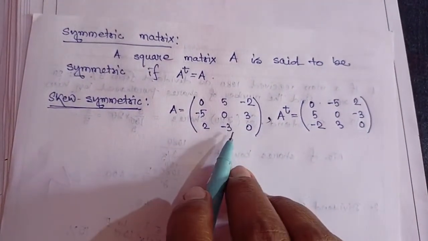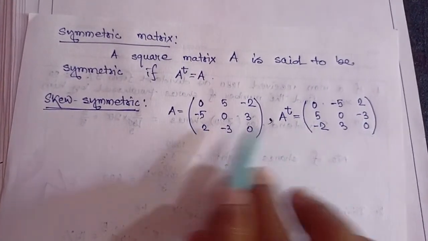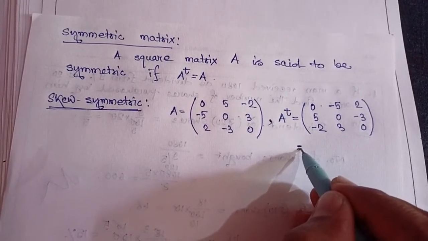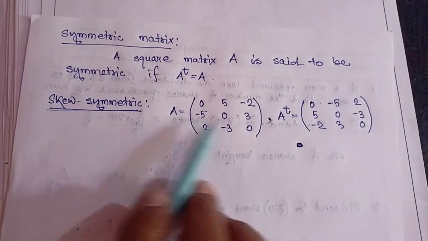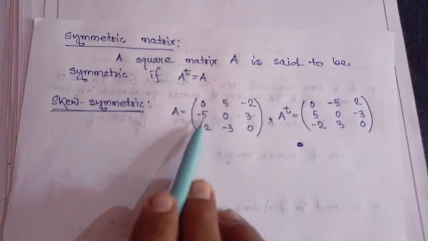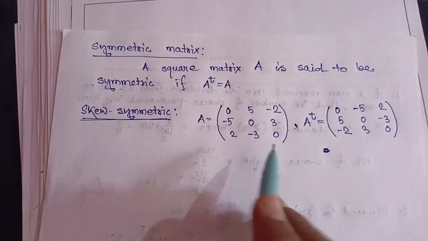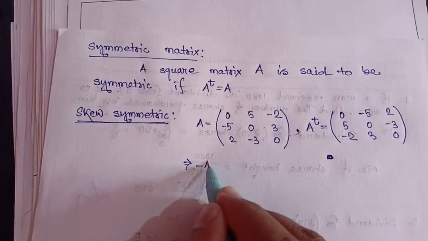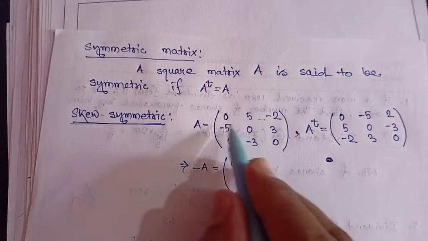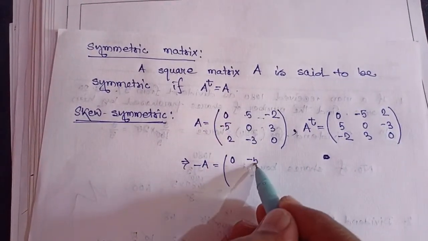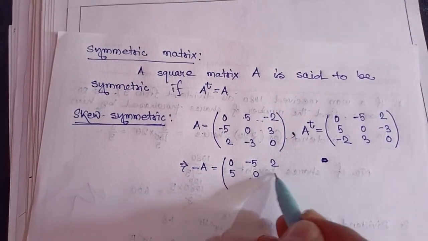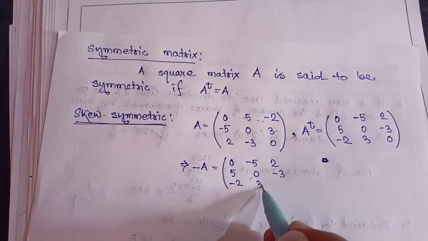Now if we try to relate the matrix A and A transpose, I am doing one thing. Here we have the A matrix. If we multiply all the elements of the A matrix by minus 1, then what will happen? Minus A equals, if we multiply all the elements by minus, then 0 minus, then 5 becomes minus 5, minus 2 becomes 2, minus 5 becomes 5, 0, minus 3, minus 2, 3, 0.